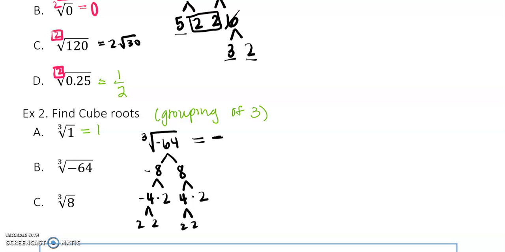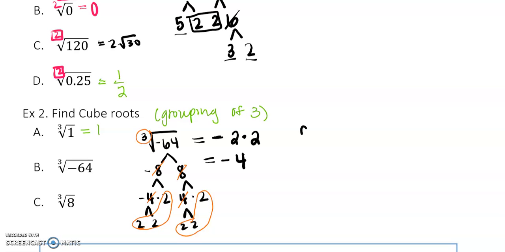Okay, and then what we have left is, remember, you're looking for groupings of 3. So here's a grouping of three 2s. Here's another grouping of three 2s. And then these ones, I already split them up, so I like to just cancel them out. So you have 2 groups of 2s, and you're going to go ahead and write those out on the outside. So that's going to be one of them, another one, and there's nothing left over, so there's nothing left inside the radical. So this is -4.